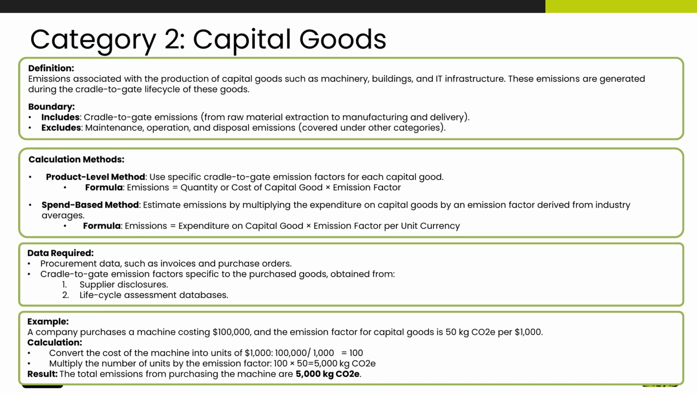Category 2, Capital Goods, focuses on emissions related to the production of long-term assets like machinery and IT infrastructure. These emissions are generated across the entire life cycle of these goods. Calculating them involves using specific data for each type of asset or applying spend-based methods. By gathering data from suppliers and life cycle assessment databases, companies can accurately estimate these emissions. For instance, if a machine costs $100,000 with an emission factor of 50 kilograms of CO2 per $1,000, the result is 5,000 kilograms of CO2, emphasizing the importance of precise data for sustainable management.